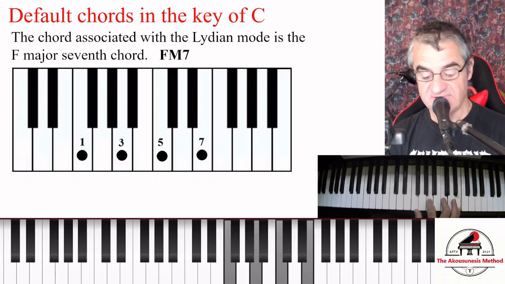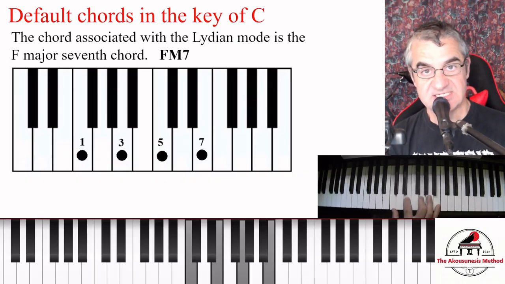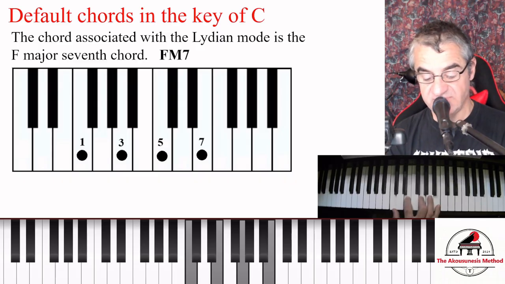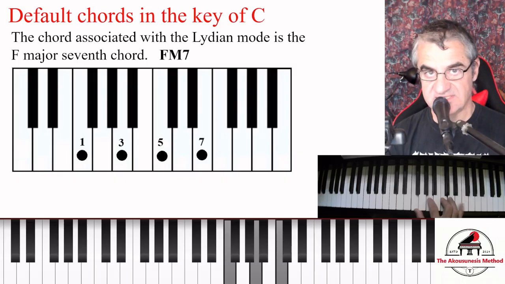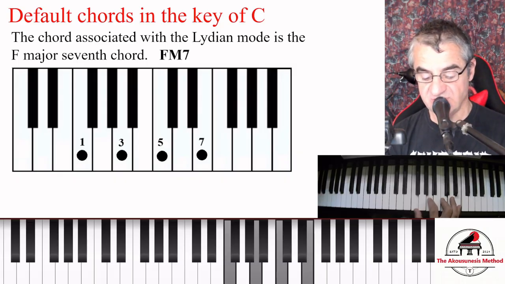So this is a major 7th chord, the same as the C. So the C is a major with a major 7th. The F is a major with a major 3rd and a major 7th. See, semitone. Major 3rd, 2 tones.